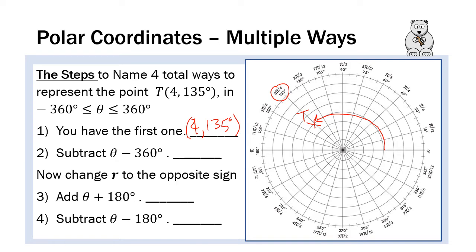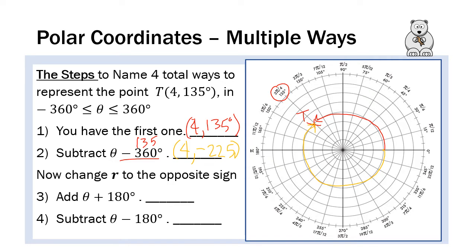Then if I subtract 135 minus that 360, let me go ahead and change colors here. I'm going to get negative 225. So this is another way to get to the same point. If I go negative 225 and towards that angle, 4, that's 2 ways to get to that point.